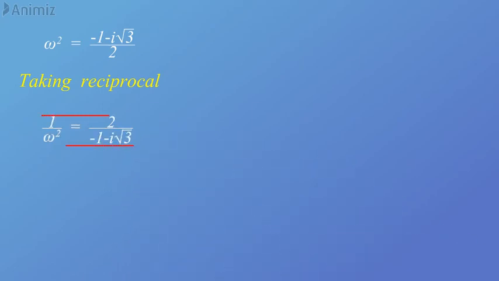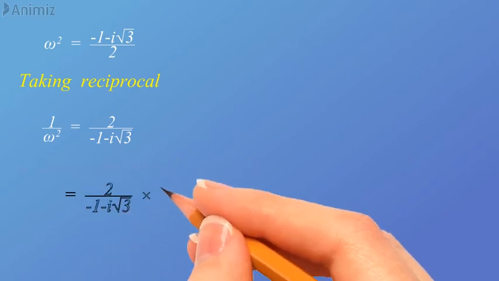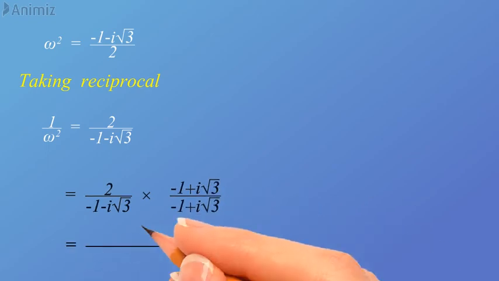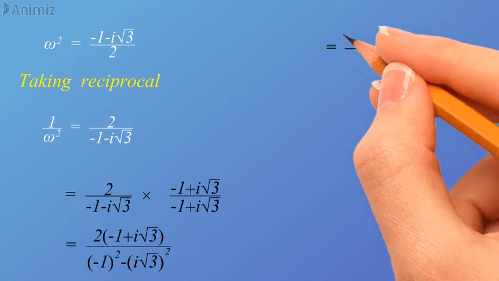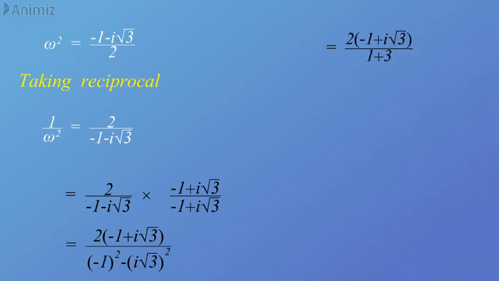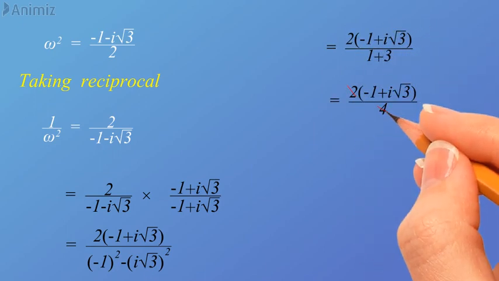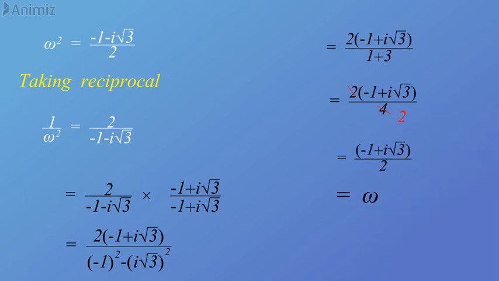Here we see that there is a complex number with non-zero imaginary part in the denominator. Therefore, multiplying and dividing by the complex conjugate of this number. Further, by simple arithmetic rules and simple calculations, we can move forward easily to a value, which is the value of omega. In this way, we proved our required result. We showed that the reciprocal of omega square is equal to omega.